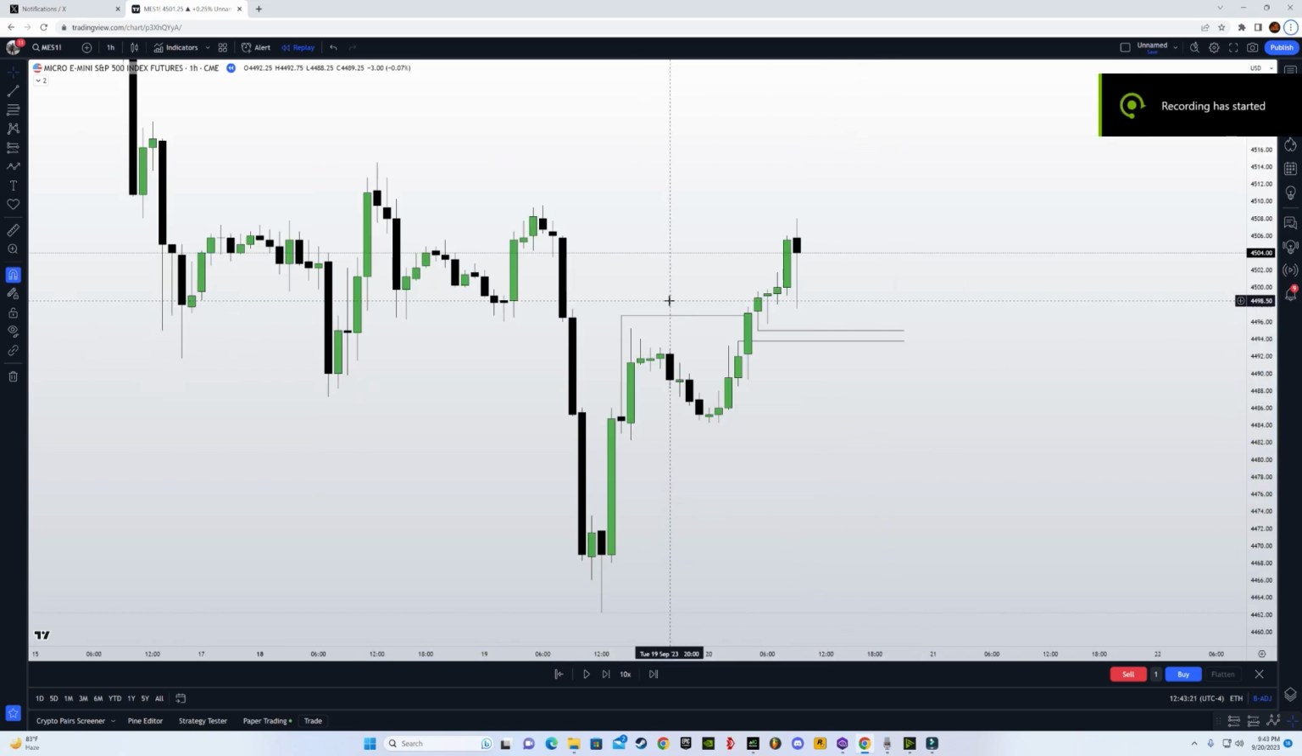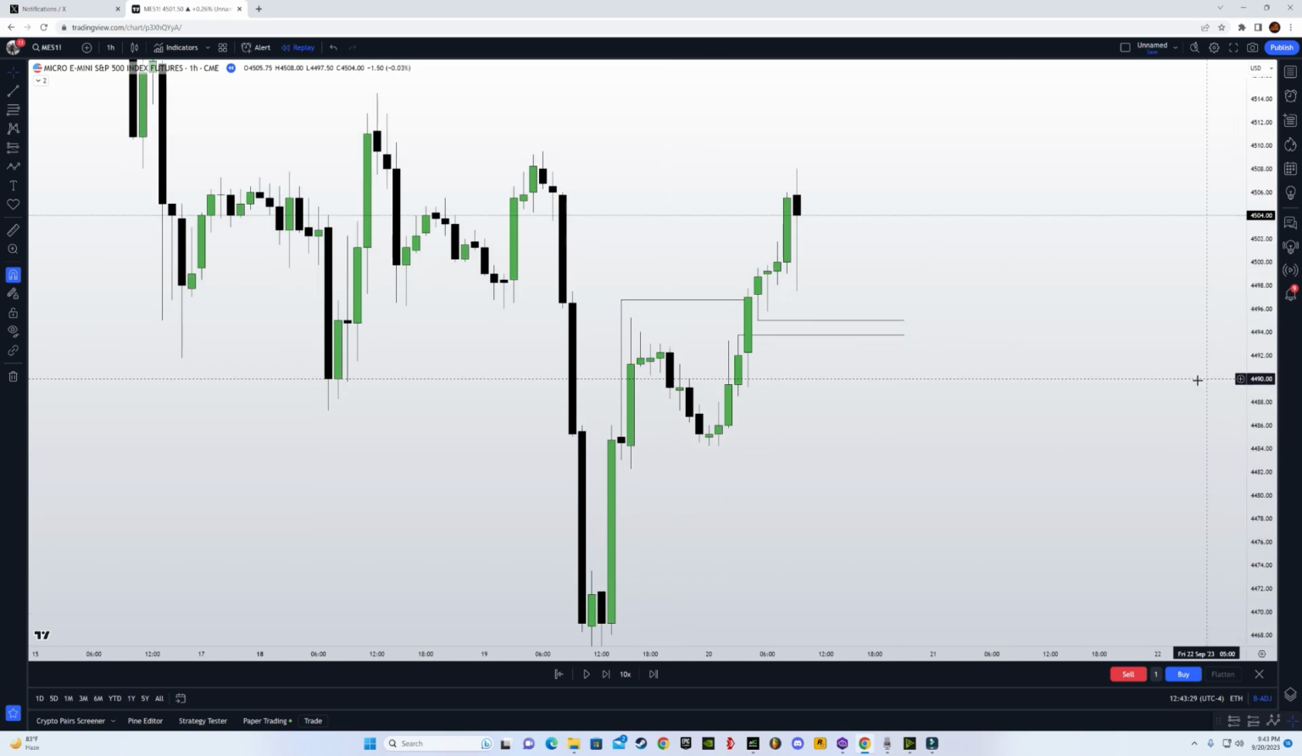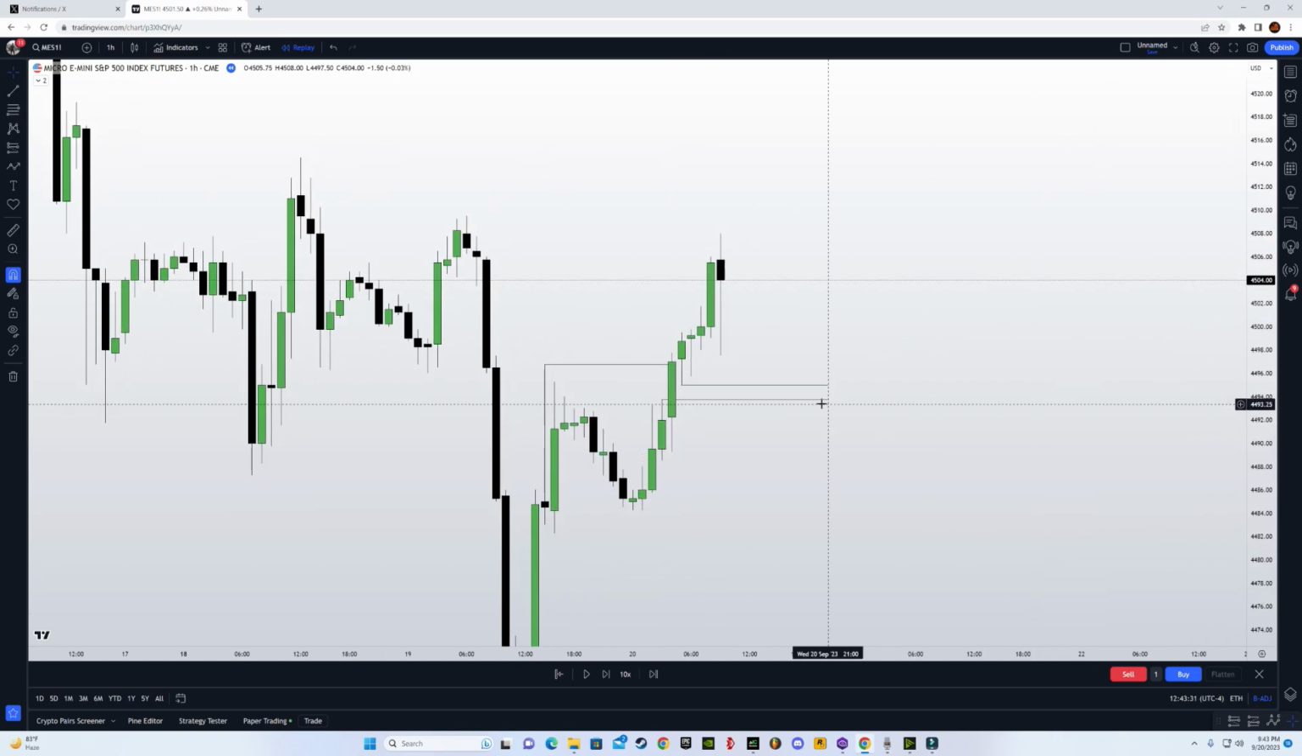All right, guys, so here is example number 2. Now, this is going to be the external to internal liquidity method, right? So this one is one of my favorites. So you can see we have taken out external liquidity, which is right here. Remember, price takes out a high or a low, and then it rebalances itself into the fair value gap, right?